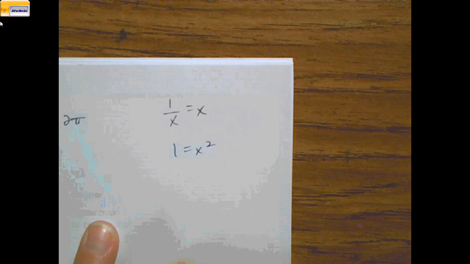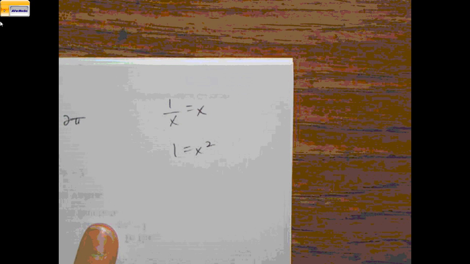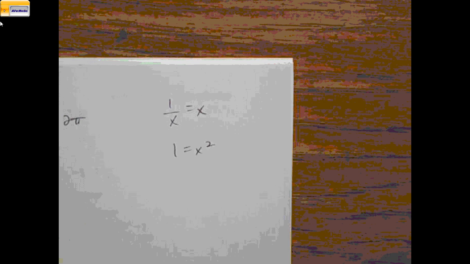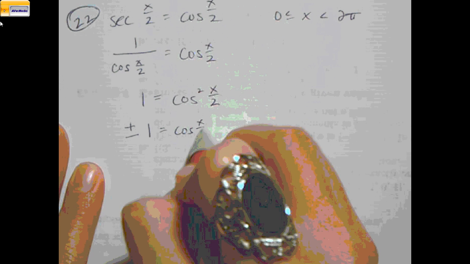So if this was our problem, then what would you do? What's that thing you called? Square root. Just checking, because you've said thingy like 100 times. Just making sure you know it's called square root. So we have positive and negative radical 1, which is 1, equals cosine of x over 2.